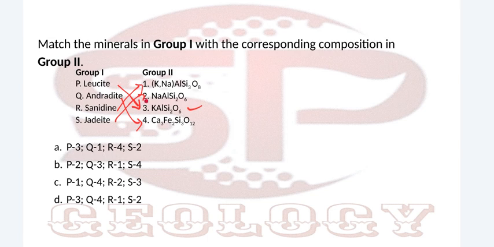So this P is 3. Then Q, it is 4. Then R, it is 1. S, it is 2. The last one is the answer.